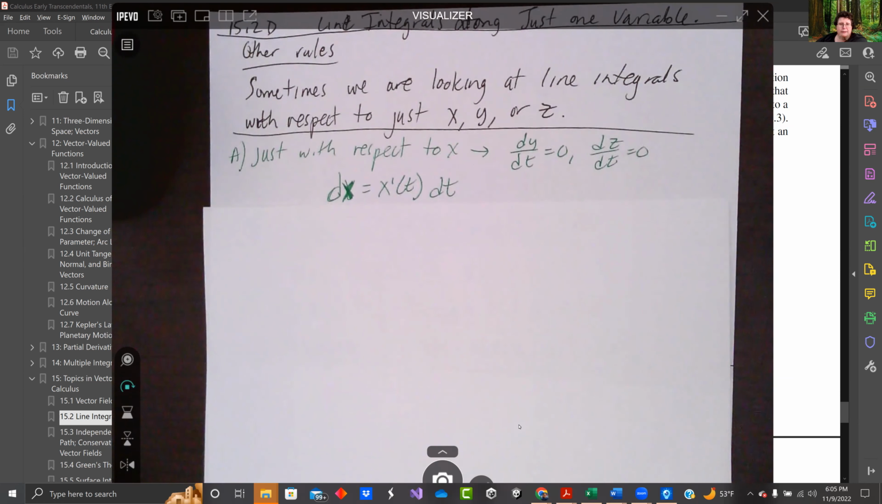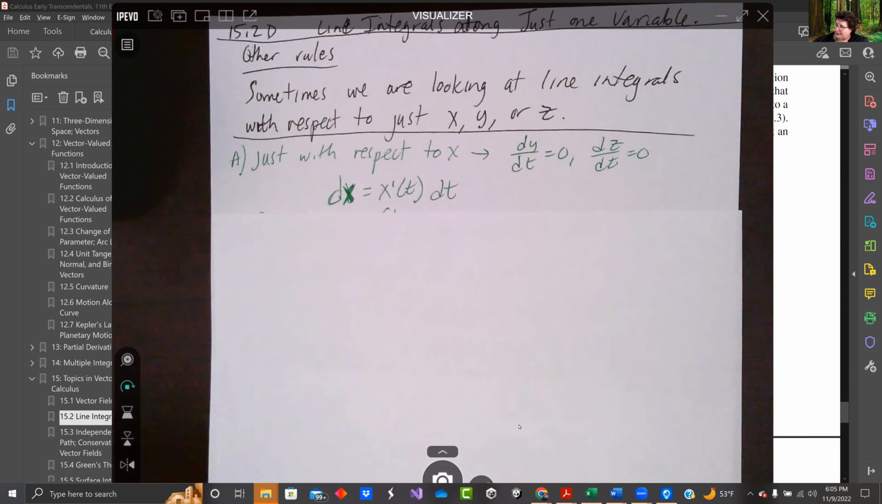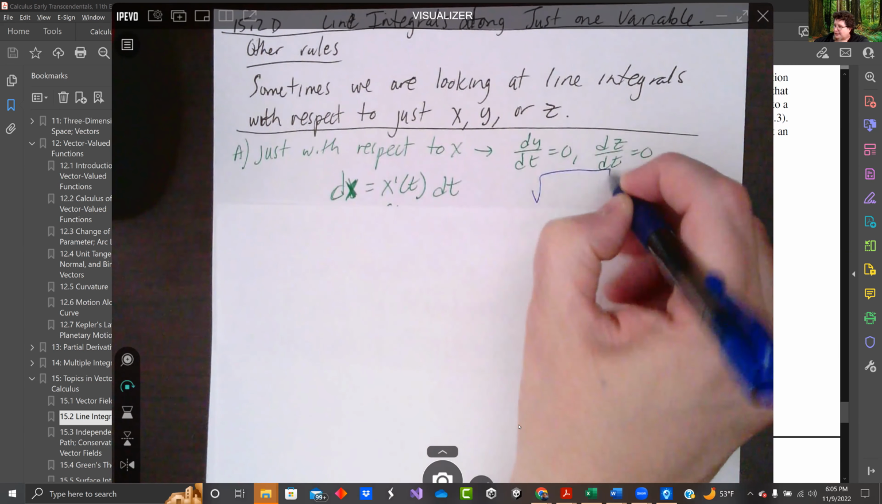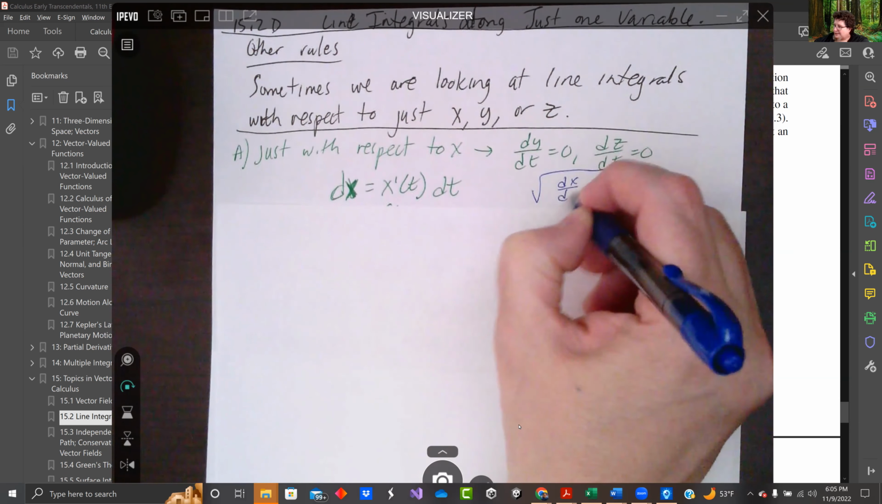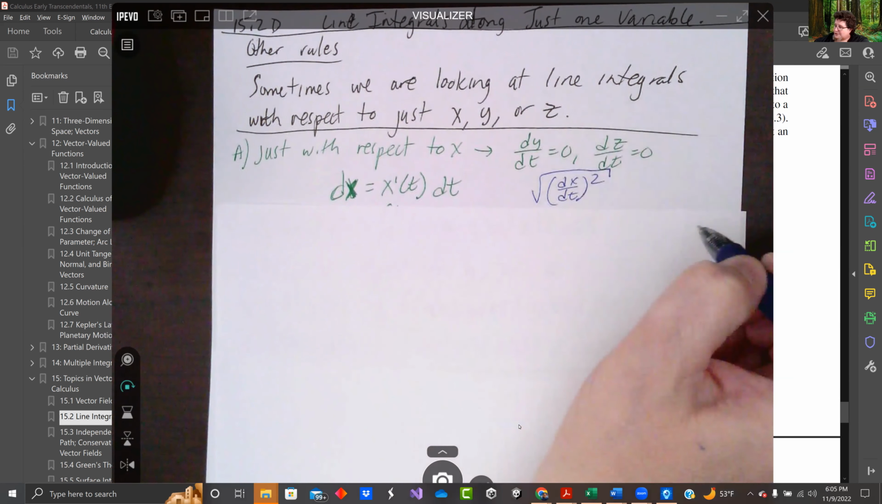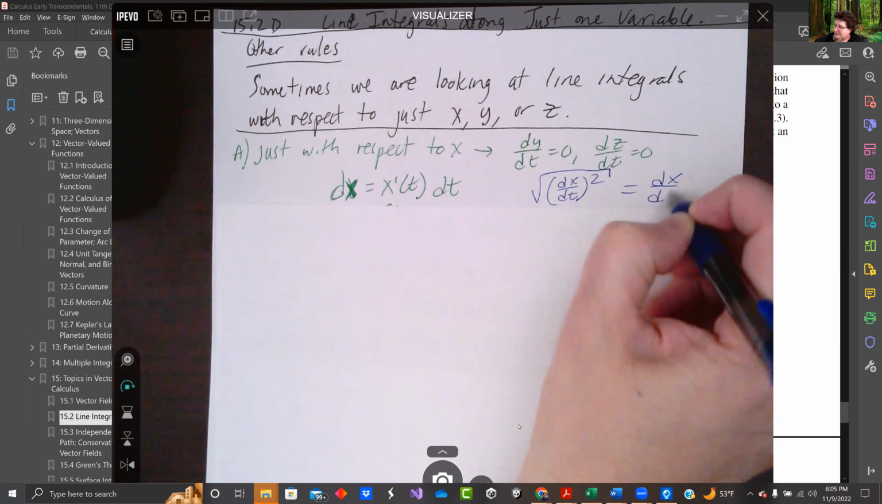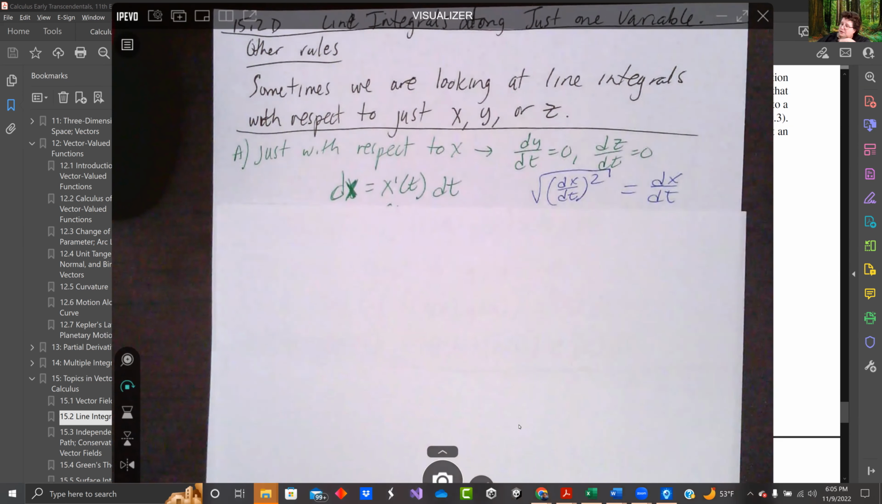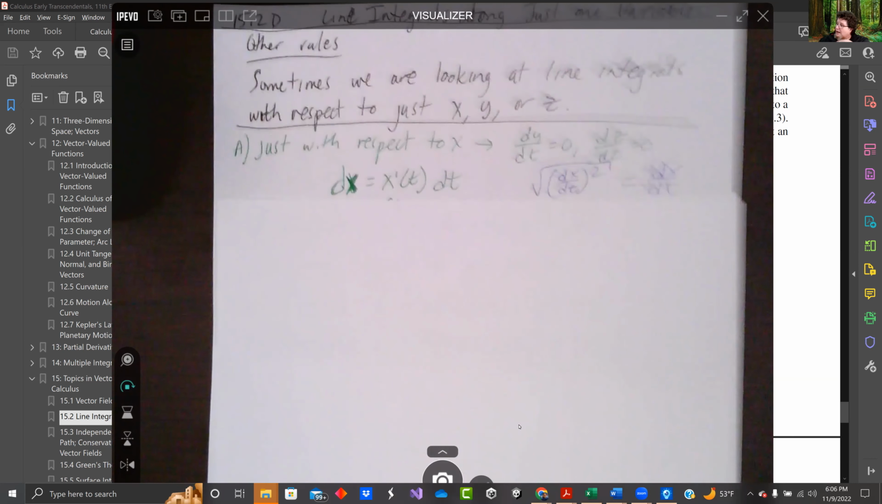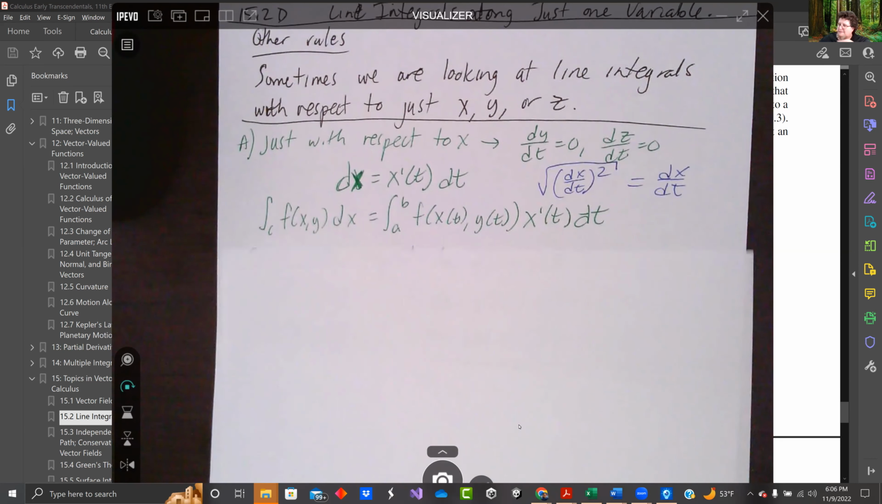And if we're parameterizing that with t, we've got x prime of t dt. If you stick that into your square root thingy, and the rest are zeros, that just gets you dx/dt. So dx will be turning into x prime of t dt. And that makes a function like this.